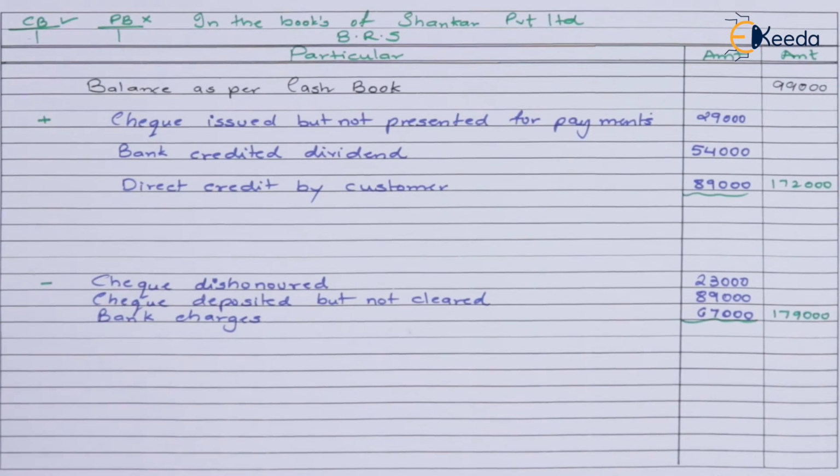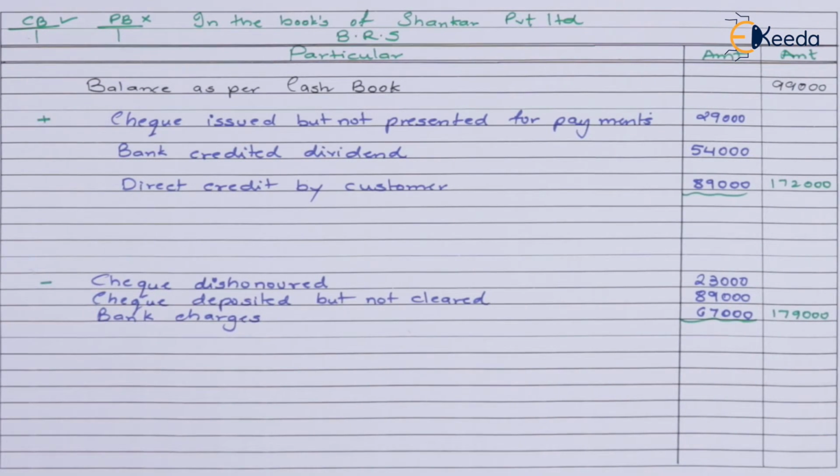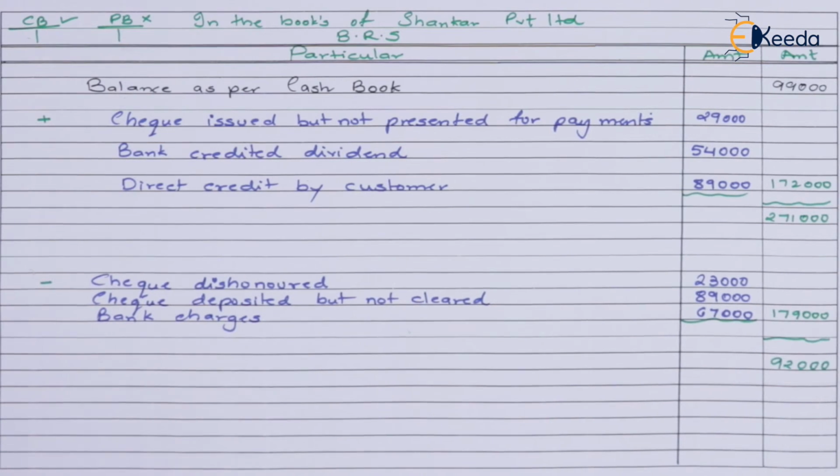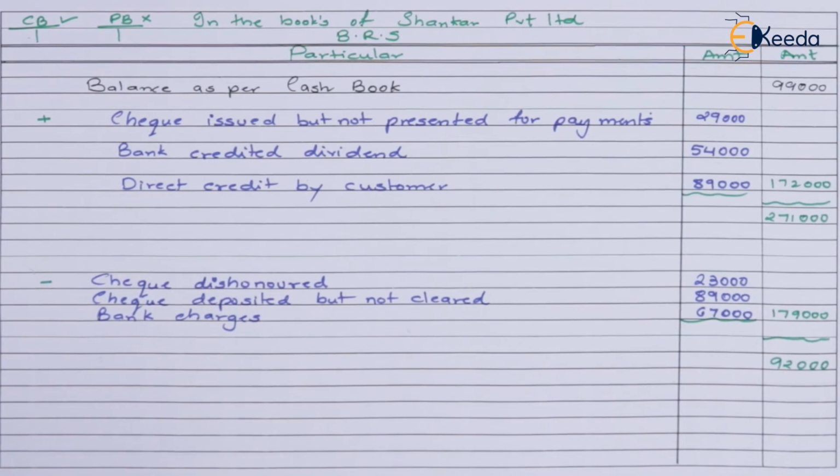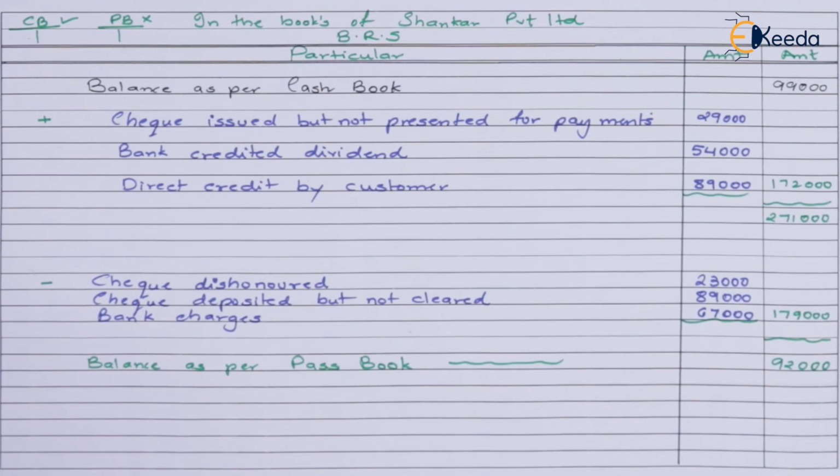So 1,72,000 is supposed to be added, so let's add the opening balance, that is the cash book balance, to it. That gives you a total of 2,71,000, out of which the amount of 1,79,000, which is subtraction, will be subtracted. So the balance as per passbook is 92,000. So we figured out the balance as per passbook, which is 92,000.